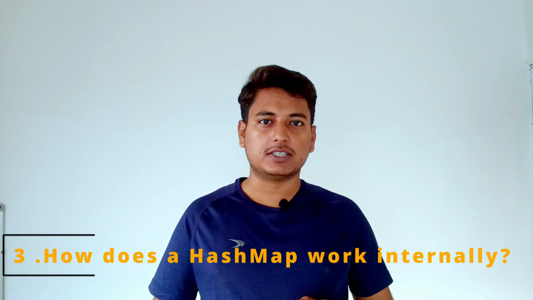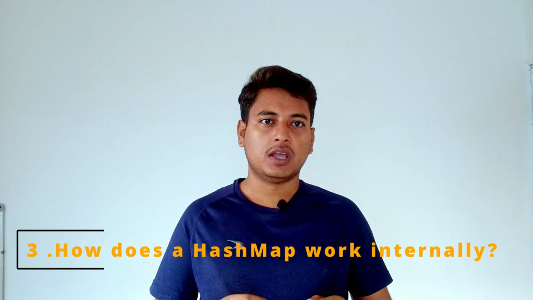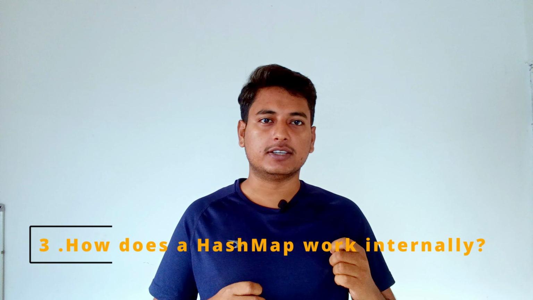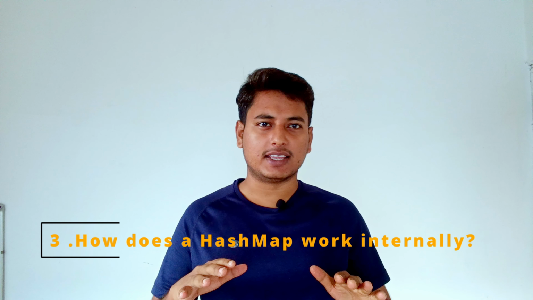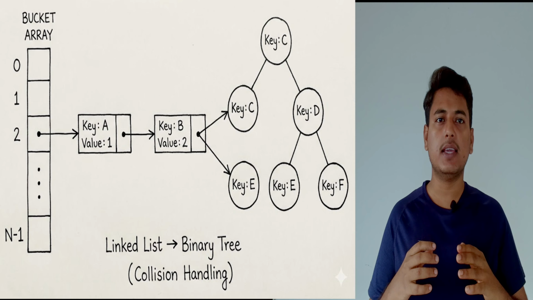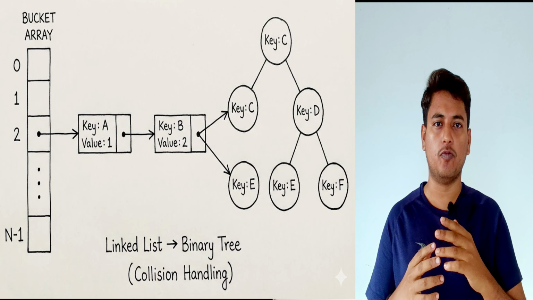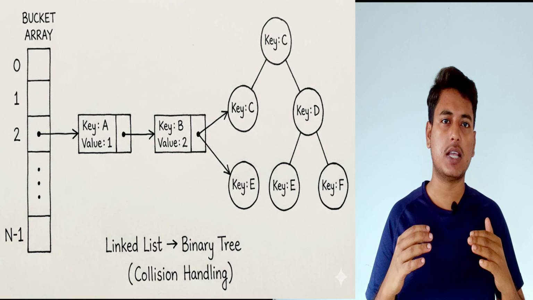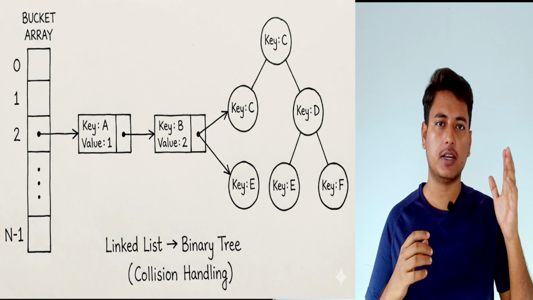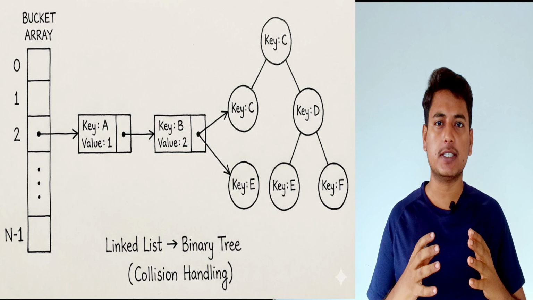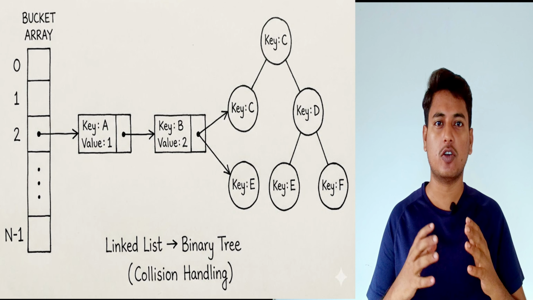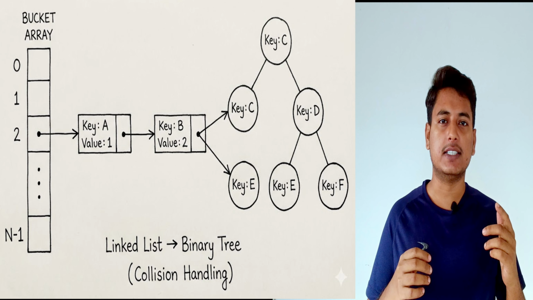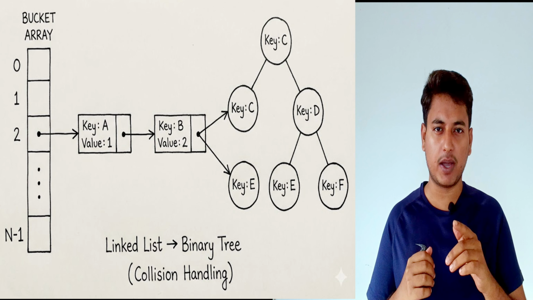Question number 3. This is the king of interview questions. How does a HashMap work internally? Do not just say it stores key value pairs. We need to talk about hashing and collisions. Internally, a HashMap is an array of buckets. When you save a key, Java calculates its hash code to decide which bucket index to put it in. But what if two keys have the same hash code? That is a collision. Java handles this by creating a linked list in that bucket.